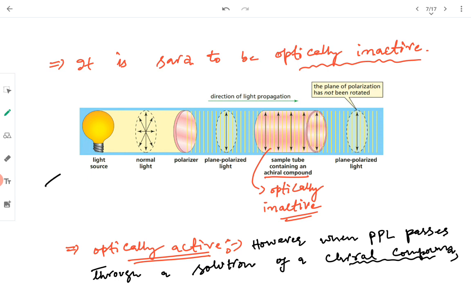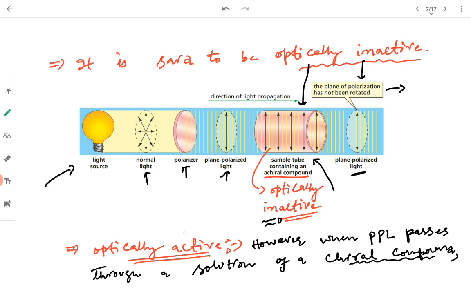So an example is here. This is the light source, this is the normal light, this is a polarizer, this is the plane polarized light, PPL, and in this tube we have an optically inactive compound. The emerging light from this solution, the plane of polarization has not been rotated. So we say that this substance is optically inactive because it has not rotated the plane of polarization of this PPL. Such molecules are known as optically inactive.